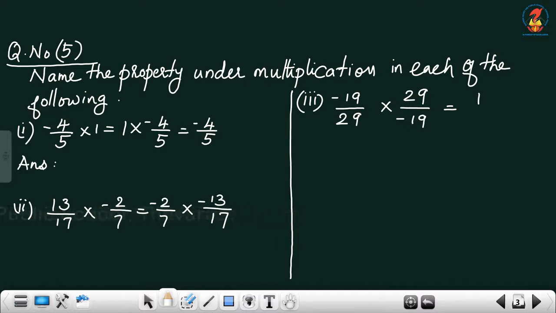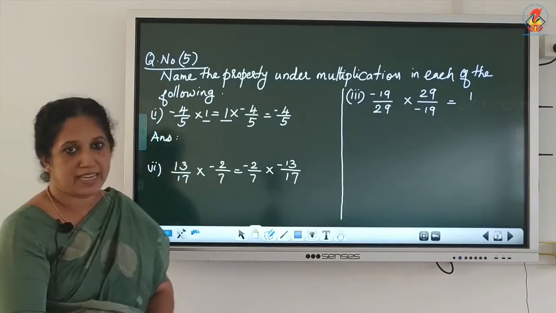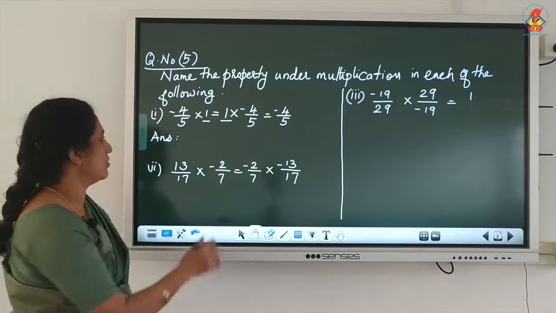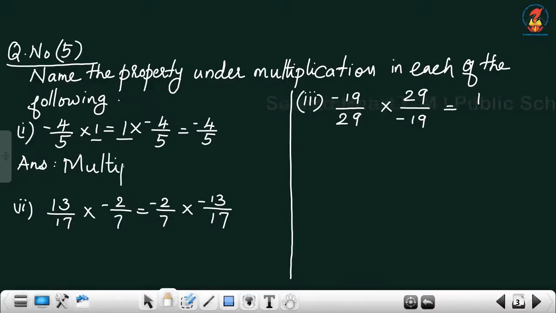A rational number is multiplied by 1. The product is the rational number itself. So, which property do you remember? This one is known as the multiplicative identity. So, we can name the property as a multiplicative identity.